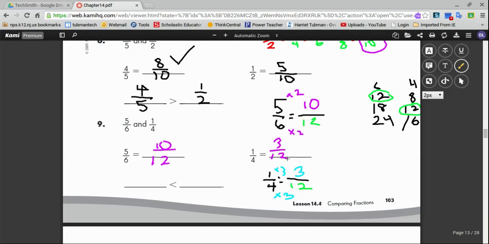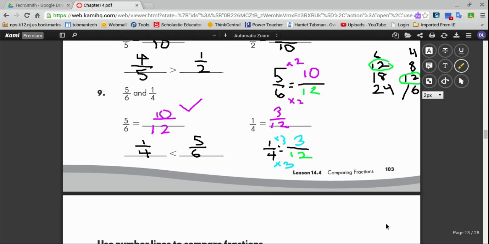And here I can see that 10 over 12 is bigger than 3 over 12. So that means 5/6 is on the bigger side, and Pac-Man eats the bigger side. And 1/4 is on the smaller side. So 1/4 is less than 5 over 6. And that's page 103.